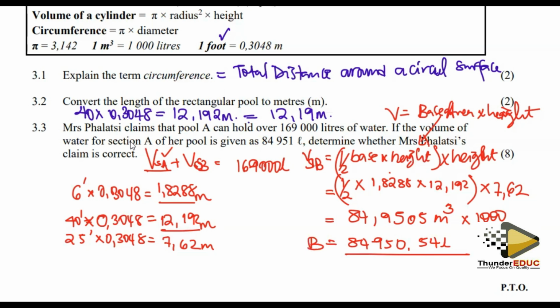All right. So section B, section A is already here. This is A. This is B. When you add the two, you have 169,901 liters. So it says it can hold over. Yeah, so the statement has to be true because it's already over.